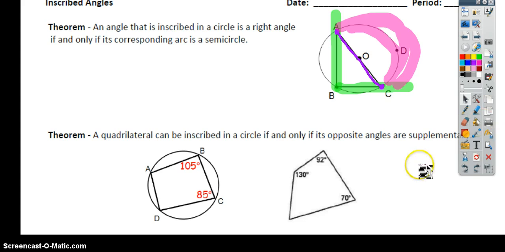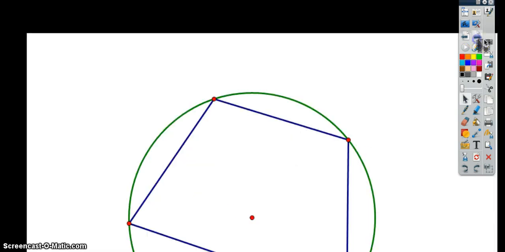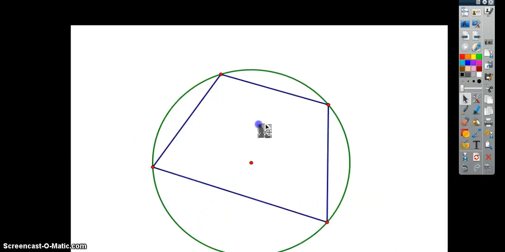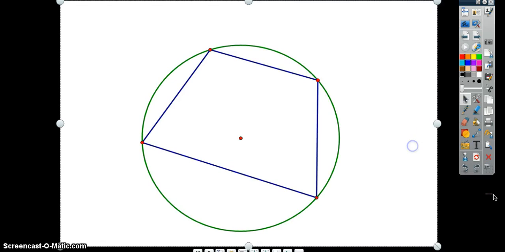A quadrilateral can be inscribed in a circle if and only if its opposite angles are supplementary. Now, I made a little special drawing because I really want to show you this one because it's really kind of cool how clear it is if you look at it this way. So let's look at a quadrilateral that's inscribed in a circle.